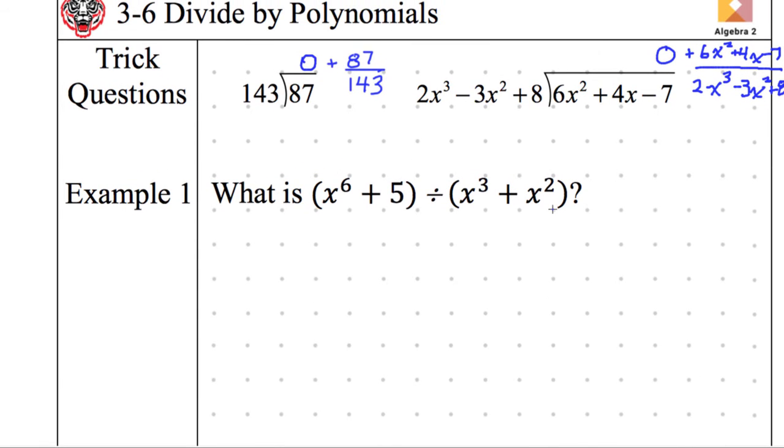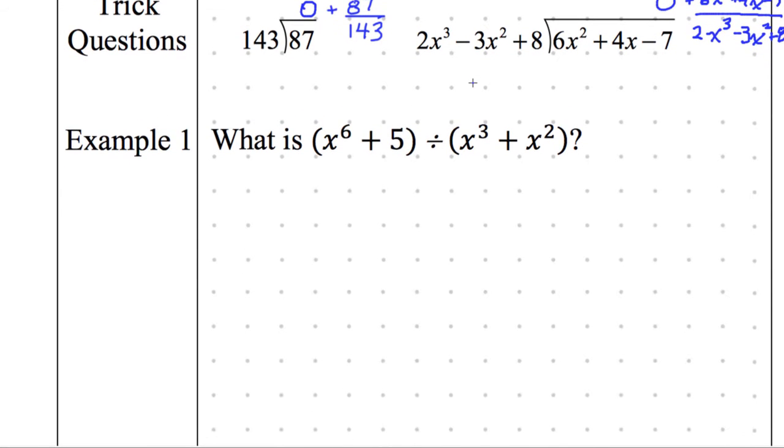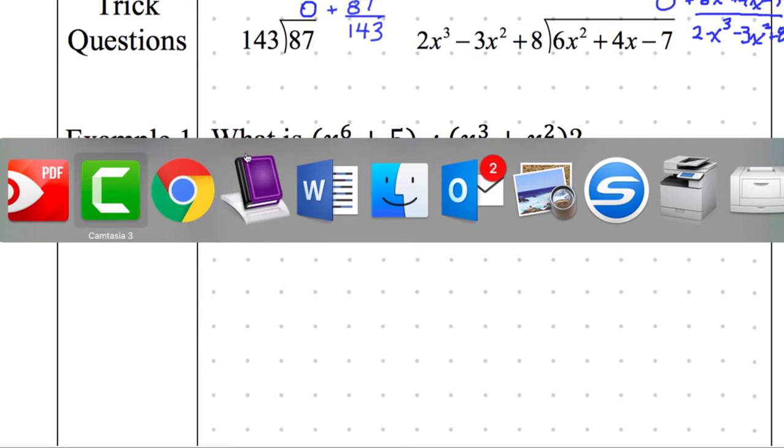So with that, that is the one trick, but let's get some review in here. Example 1. I want to divide x to the power of 6 plus 5 by x to the power of 3 plus x to the power of 2. How am I going to do this? I can't use synthetic division. Someone quietly raise their hand and tell me why. Why can I not use synthetic division?